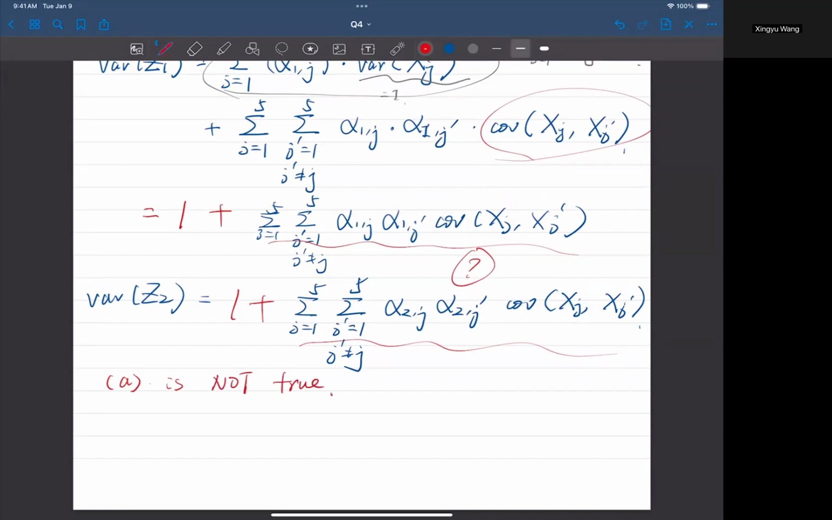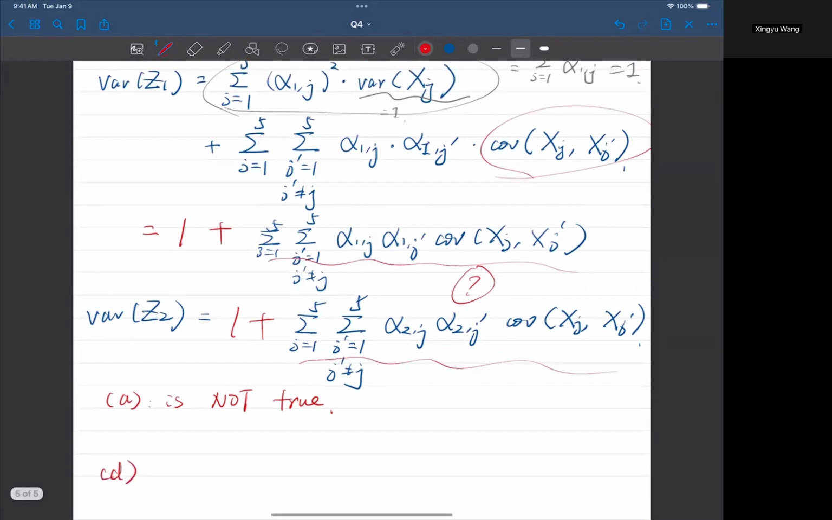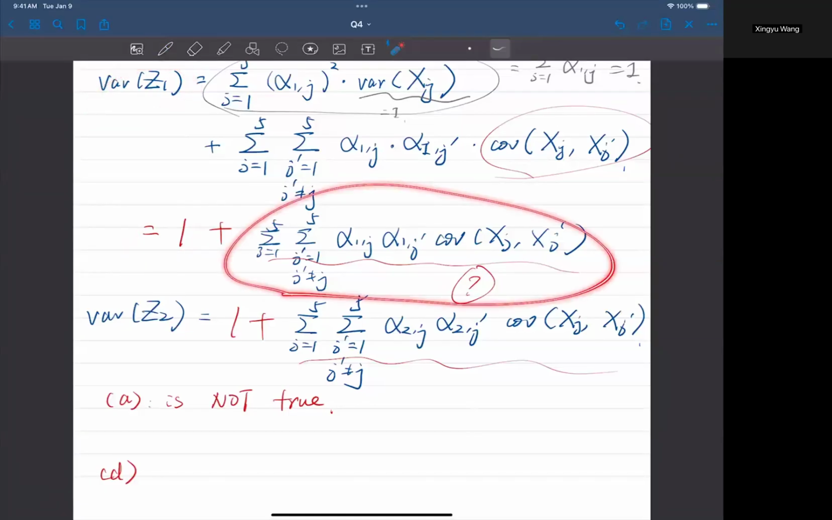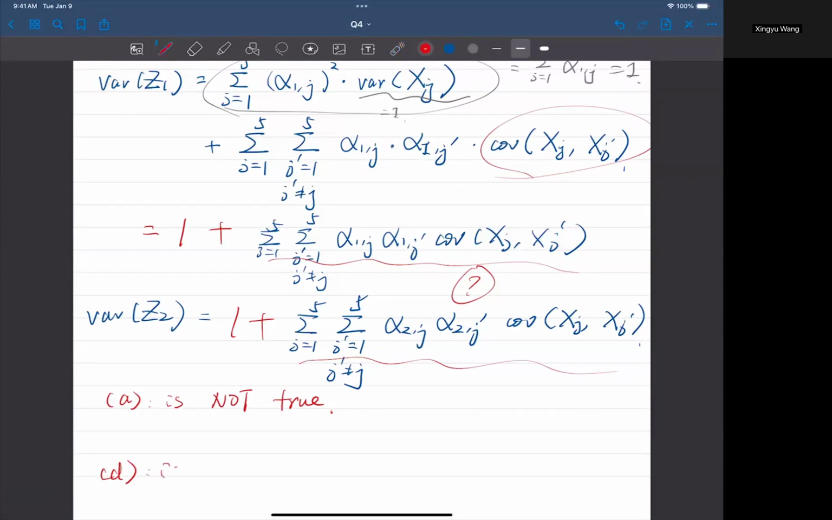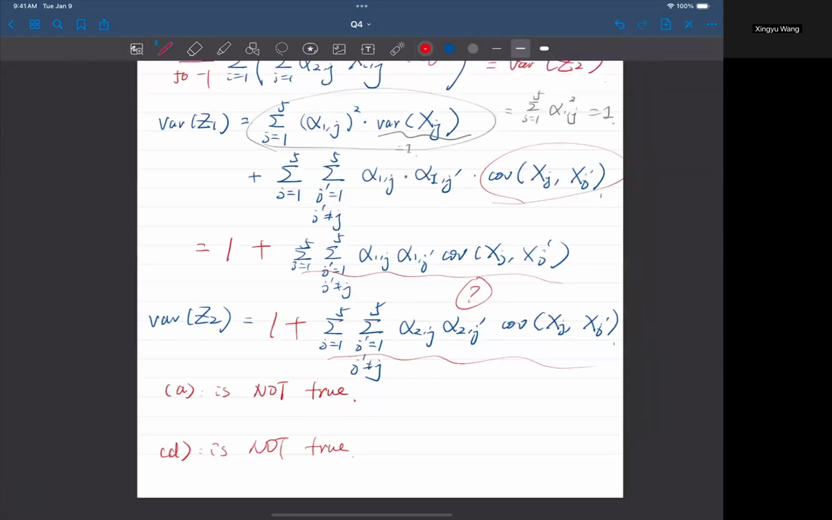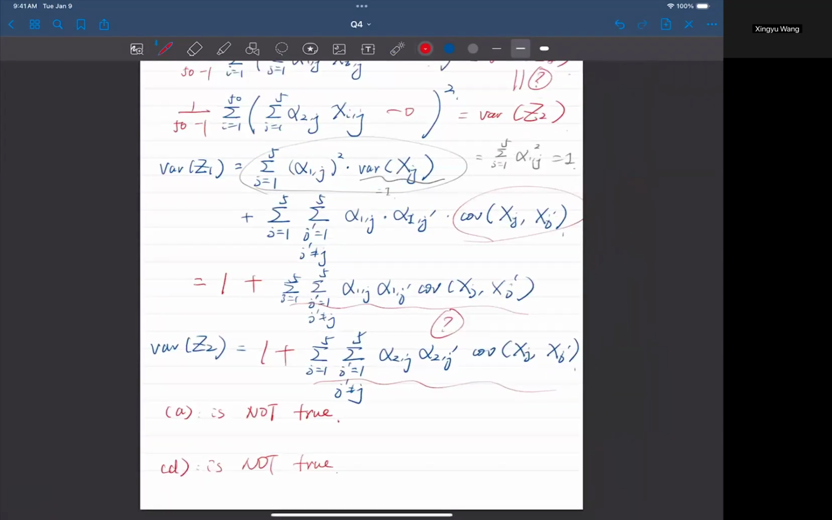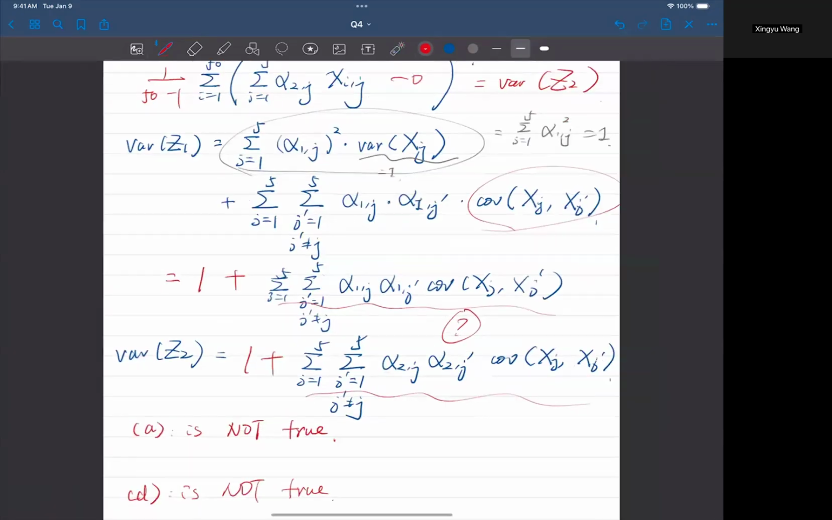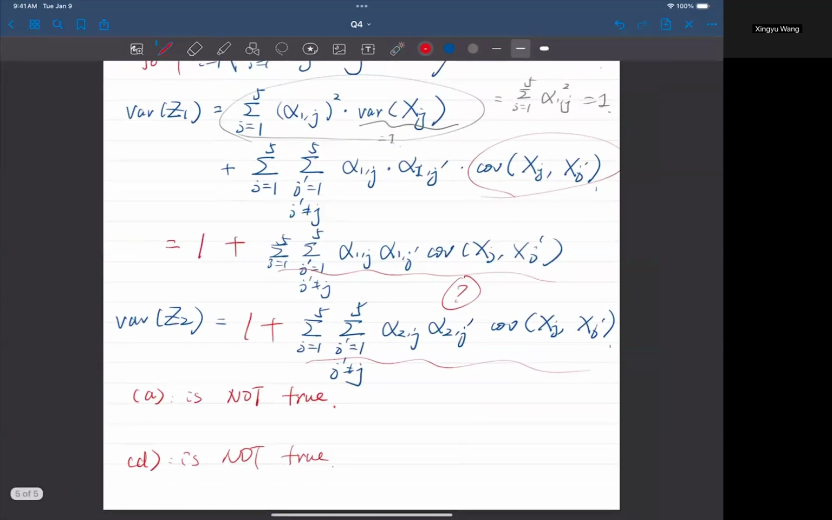And similarly for claim D, we have done the calculation already. We know the variance is 1 plus a certain term, but we can't evaluate the remaining term. So in general, claim D is also not true. The point here, at least for claims A and D, is to remember that in the expression for variance, you need to know the covariance structure of the components in the summation.